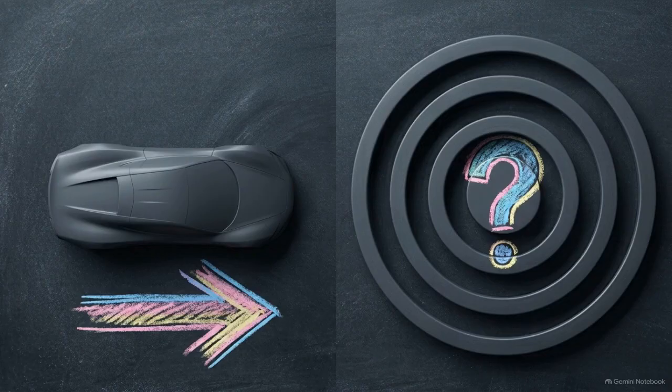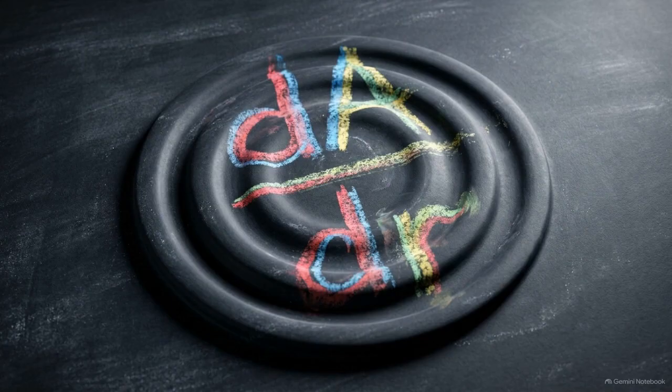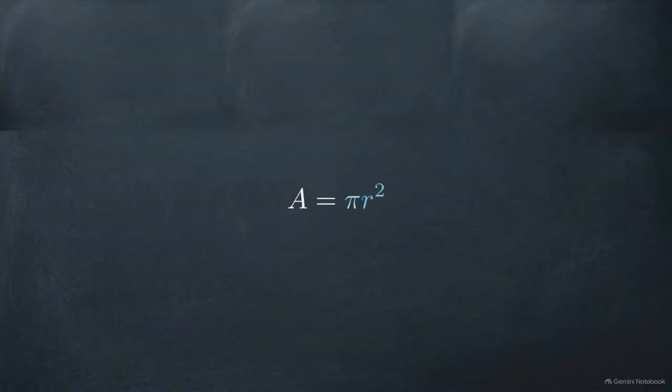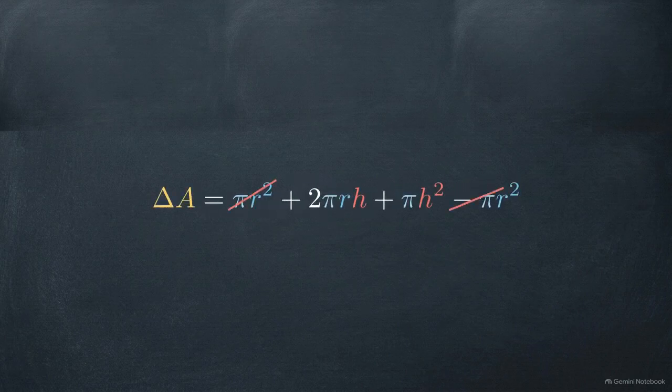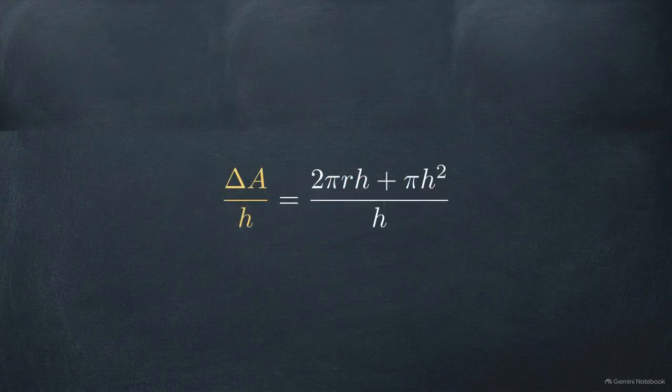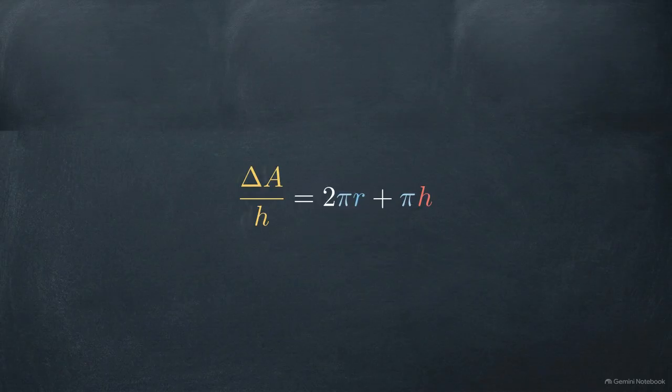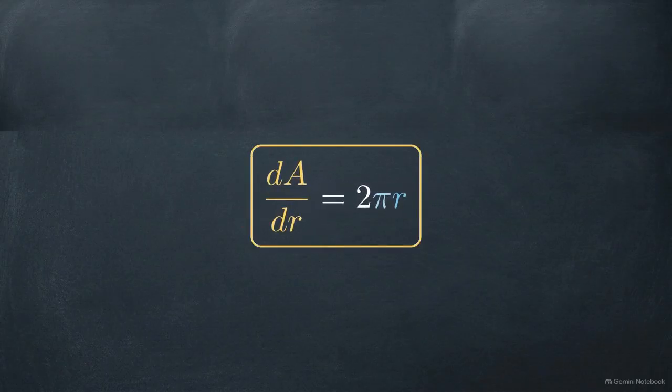Using the same limit process we used for the car's speed, try to find the derivative of this area formula. We are looking for the rate of change of area with respect to the radius. The algebra follows the same pattern. We expand pi times (r plus h) squared, subtract the original area, and divide by the change in radius. As h reaches 0, we find the derivative, 2 pi r. This demonstrates that derivatives map to spatial dimensions just as precisely as they map to time.